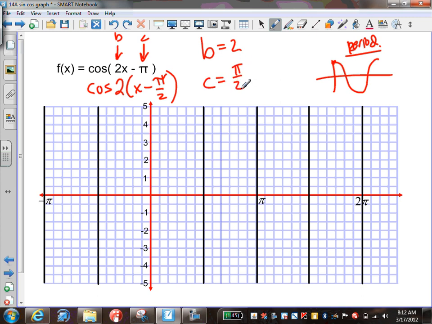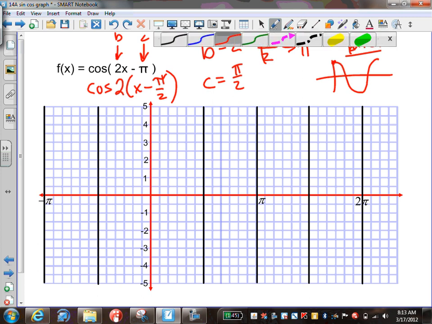Okay, so let's first start with this. Let's first figure out the period. Now again, remember for a period, we take 2 pi, and we divide by the B value. They cancel, and our period is going to be pi length long.